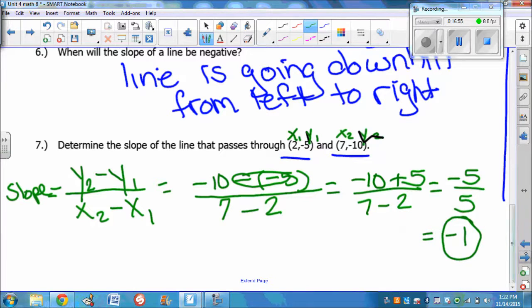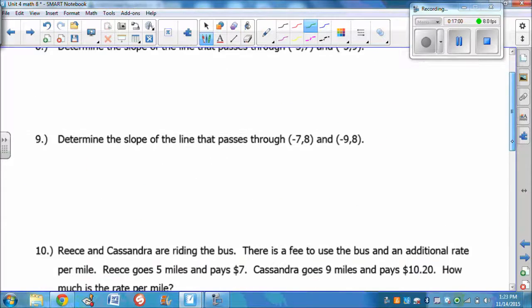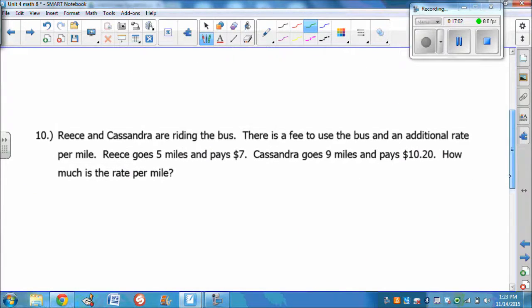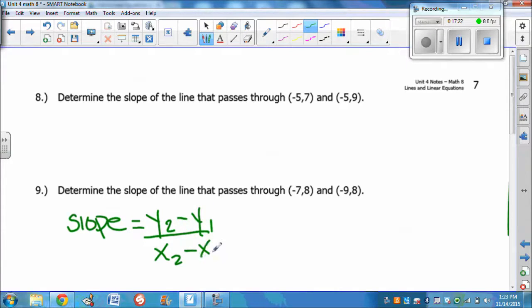Okay, let's go ahead and we'll do maybe one more because we are definitely getting a little bit long here in our video. So let's hop down to number 9. So again, let's do our slope formula. We're going to use that formula because we're not given a graph. So it's not as easy to count. Okay. So let's label x1, y1, x2, y2.